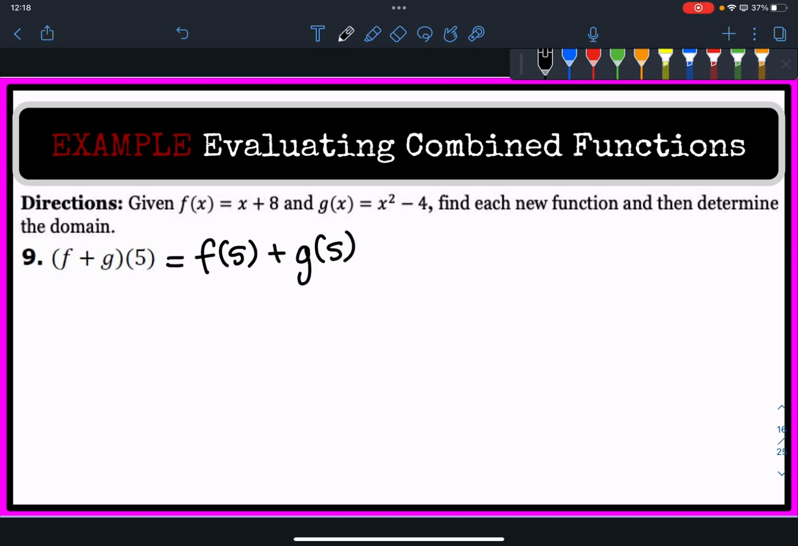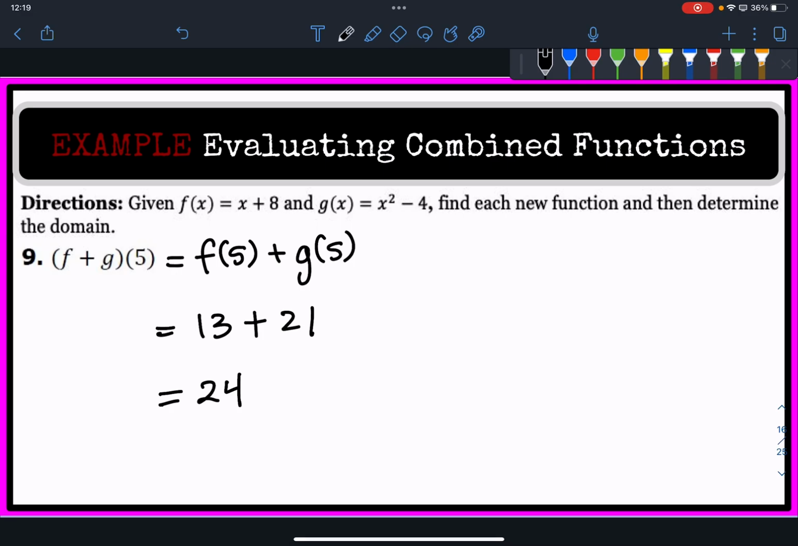So I can plug the 5 into the f function, and the 5 into the g function, and figure out what those values are, and then add them together. So if I plug 5 into f, this is 5 plus 8, which is a total of 13. And if I plug the 5 into the g, that'll be 5 to the second power, which is 25, minus 4, which is 21. So adding 13 plus 21 is a total of 34. So I get my answer. That's what this expression means.